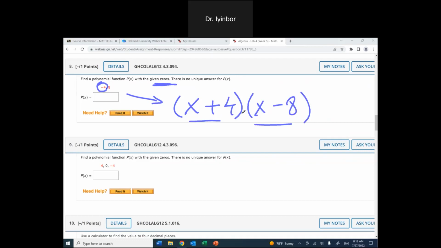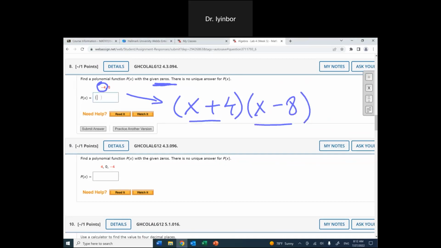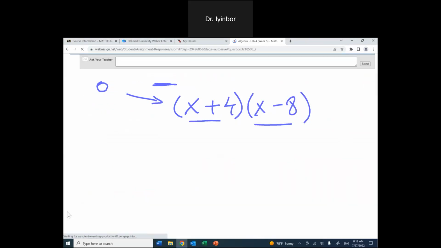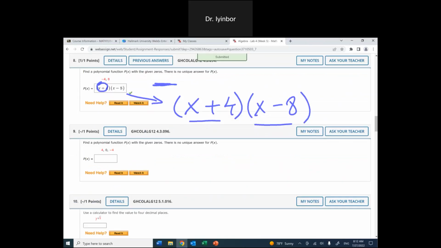Now, you don't need to multiply, because the answer can be left like that. So it's going to be x plus 4. Make sure you put it in parentheses. And then the second set of parentheses, x minus 8. And that should be my answer: (x + 4)(x - 8). Just switch the sign of the numbers and put x next to those. Okay? So that's the right answer for 8.